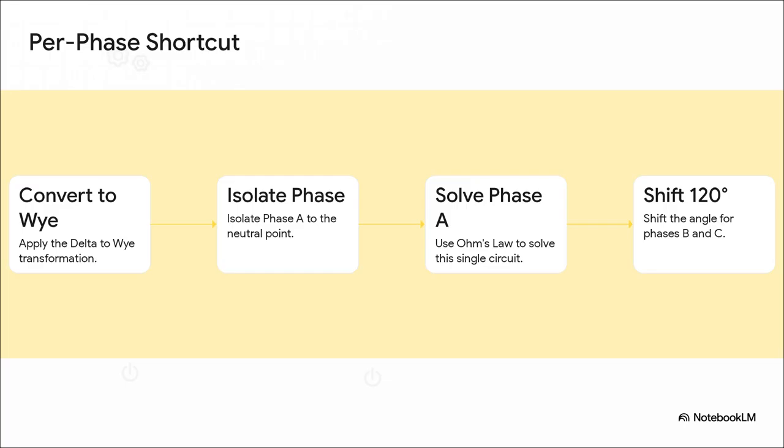Here's how it works in 4 really simple steps. Step 1, use our formula to convert any delta loads to Y. Step 2, isolate just phase A and its path to the neutral point. You can completely ignore phases B and C for now. Step 3, solve that one isolated circuit using basic high school level Ohm's law. And finally, step 4, take your answers for phase A and just shift them by 120 degrees to get your answers for phases B and C.